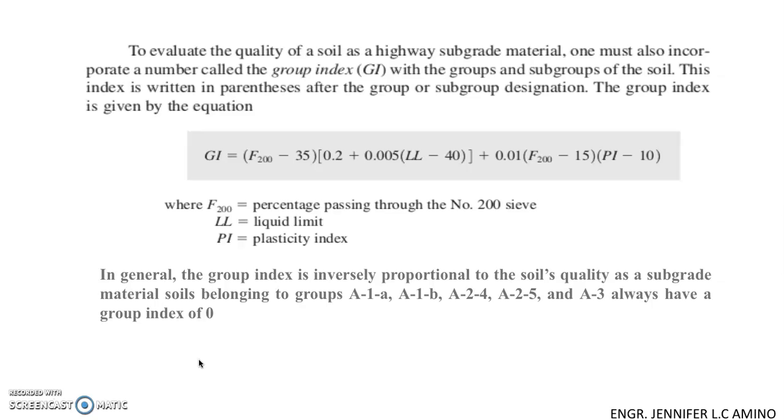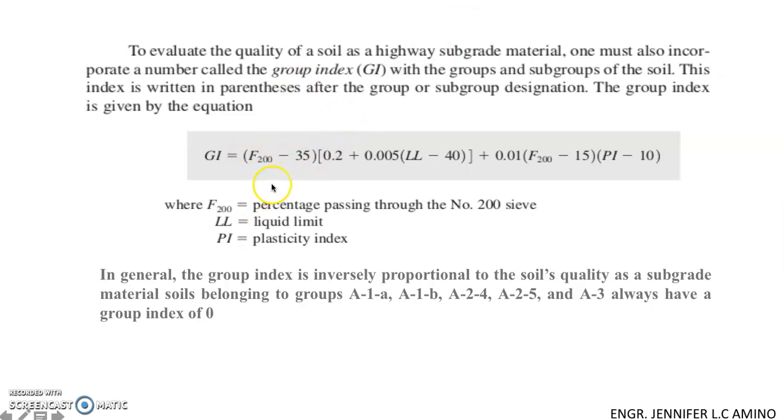So basically, the AASHTO is being used for highway construction. To evaluate the quality of soil as a highway subgrade material, one must also incorporate a number called the group index with the groups and subgroups of the soil. This index is written in parentheses after the group or subgroup designation. The group index is given by this equation. So there is a formula to be used to find the value of the group index. If you want to assess the quality of soil that can be used as a highway subgrade material, you are going to solve for the group index, so that is our GI.